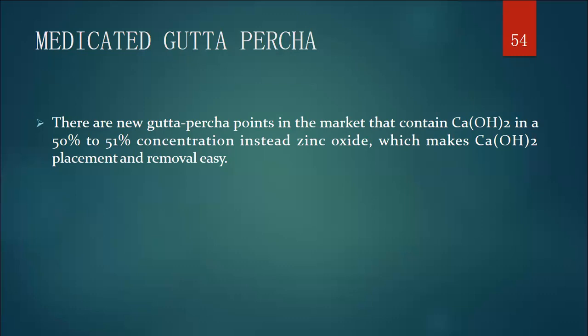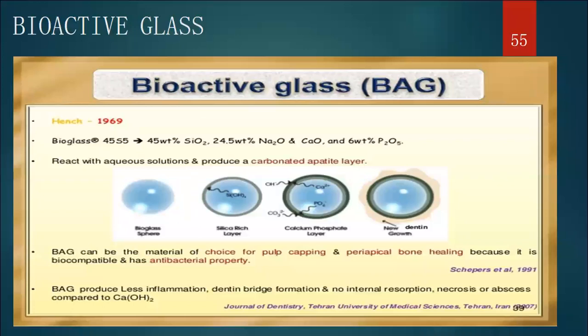Medicated gutta percha. There are new gutta percha points in the market that contain calcium hydroxide in a 50% to 51% concentration instead of zinc oxide, which makes calcium hydroxide placement and removal easy. Bioactive glass. Okay, so Hench in 1969 coined it. Bioglass 45S5, 45 weight percent SiO2.